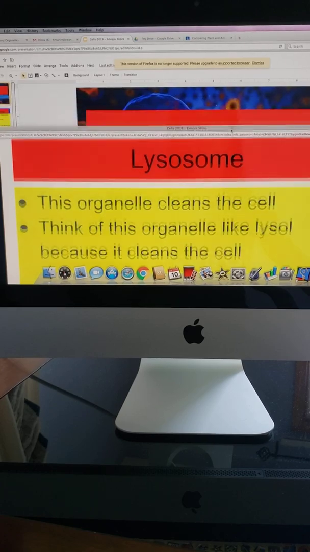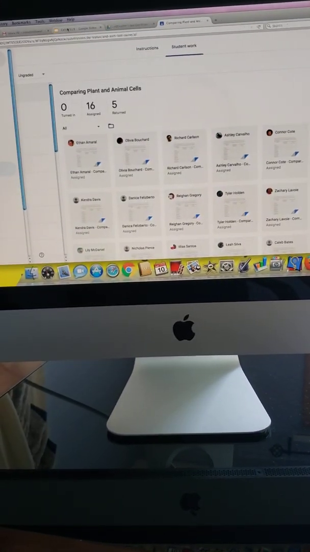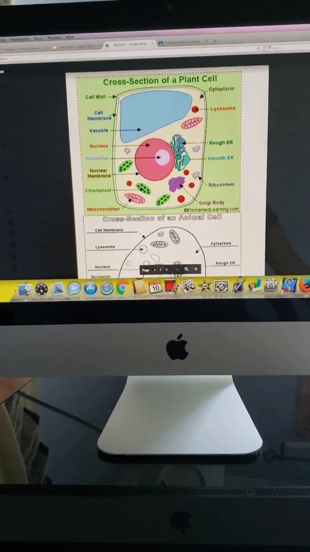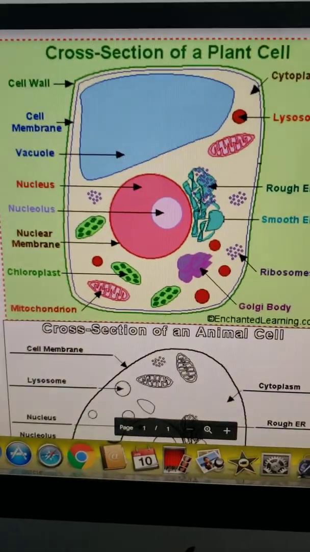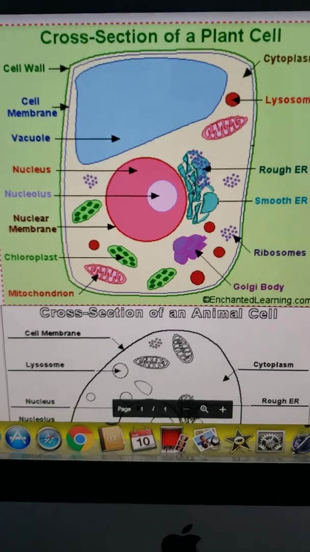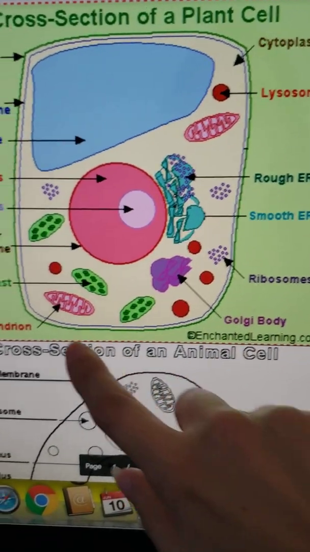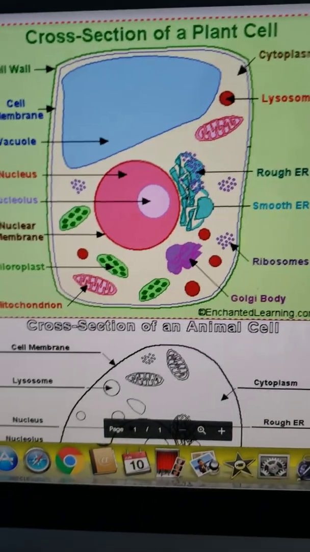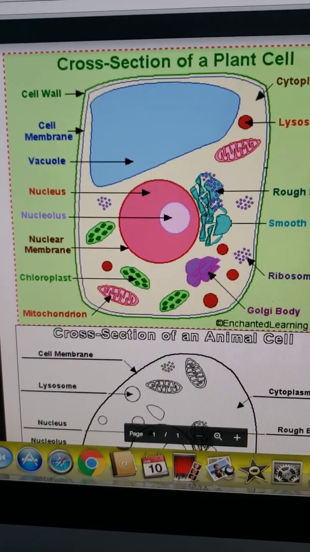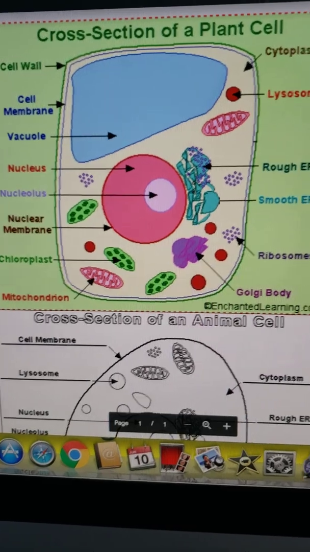What I want to do is now look at those plant and animal diagrams. There we go. Because when we were comparing them, we got confused. So here is a cross section of a plant cell, okay? Again, a cell wall is only found in a plant cell. It's an extra layer of protection for the plant cell, and it gives the plant cell its shape.